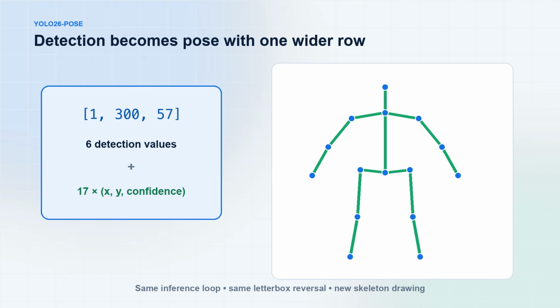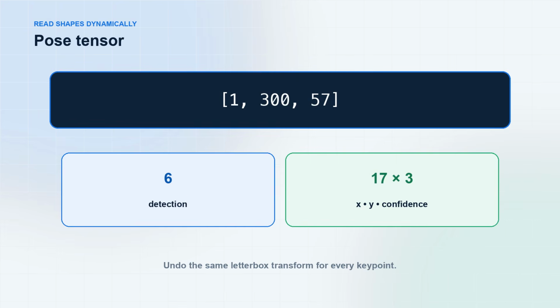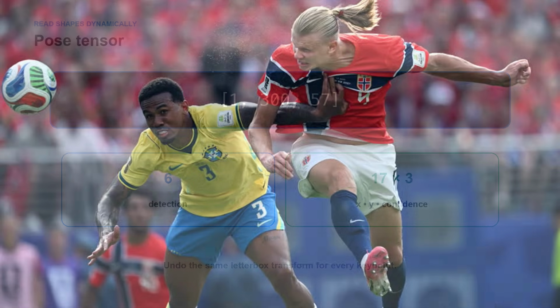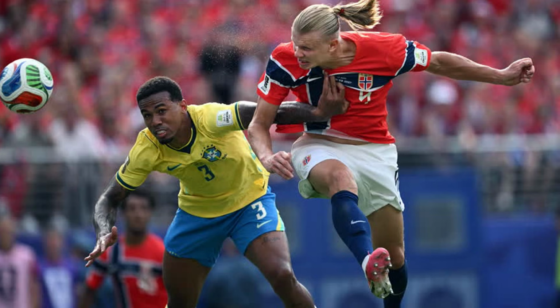Each of those 17 key points comes packed with an X coordinate, a Y coordinate, and its own confidence score. We just parse it exactly like the basic detector, undo the letterbox padding used during inference, and immediately draw out the physical skeletons.